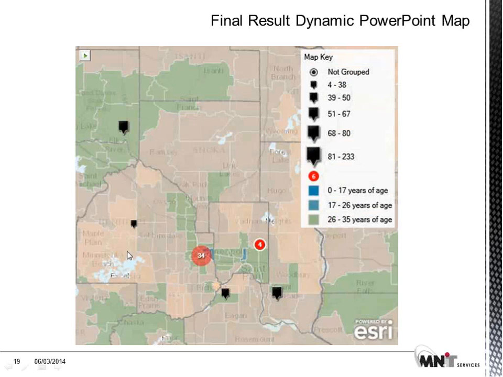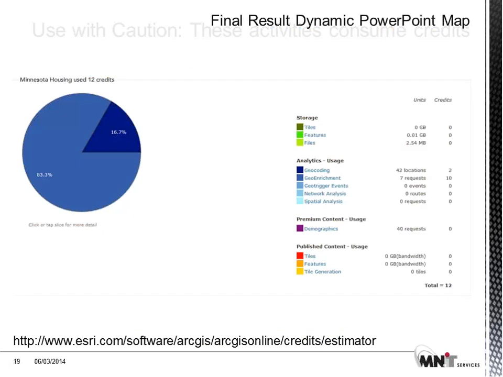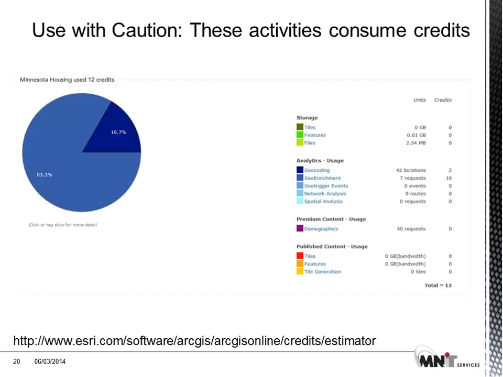I could zoom in and out and click on those particular locations and get that pop-up that I configured and see that information just from a PowerPoint presentation. So I think there's a lot of power in doing the Esri ArcGIS Online and Microsoft Office integration, although I think you need to use it with caution, only in that these things consume credits.